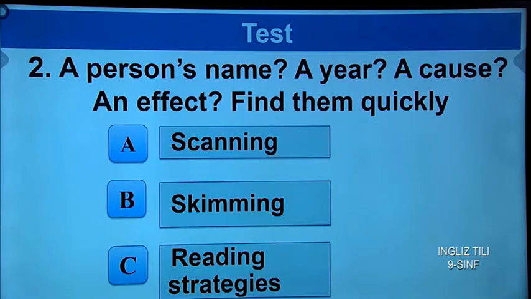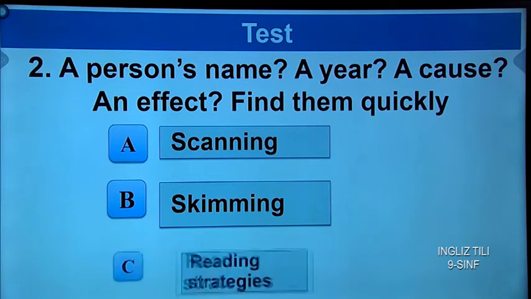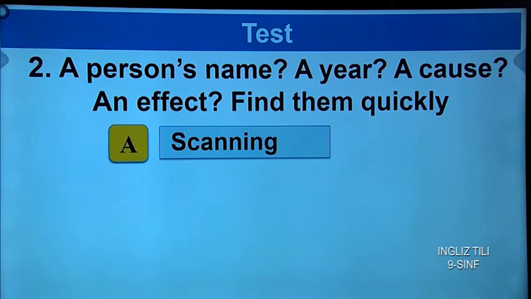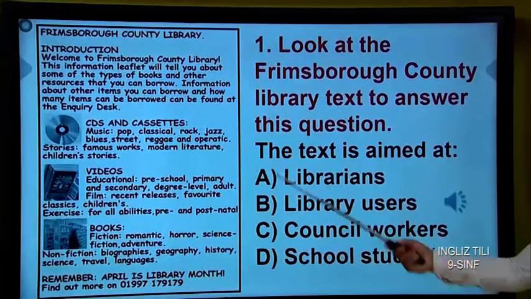Let's move to another. Two. A person's name, a year, a cause, an effect. Find them quickly. Which one is correct? A, scanning. B, skimming. C, reading strategies. Of course, you are right. It is scanning. Because you should pay attention to the person's name, address, and cause also.